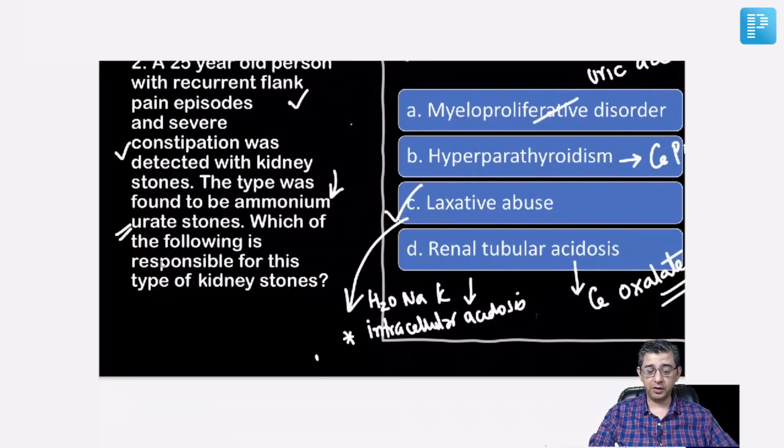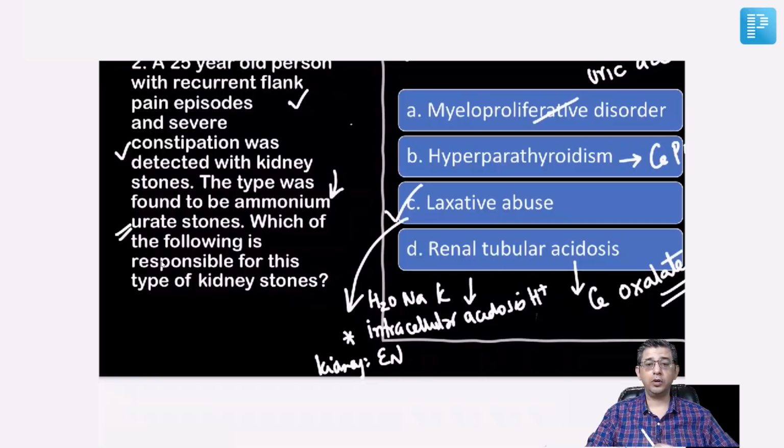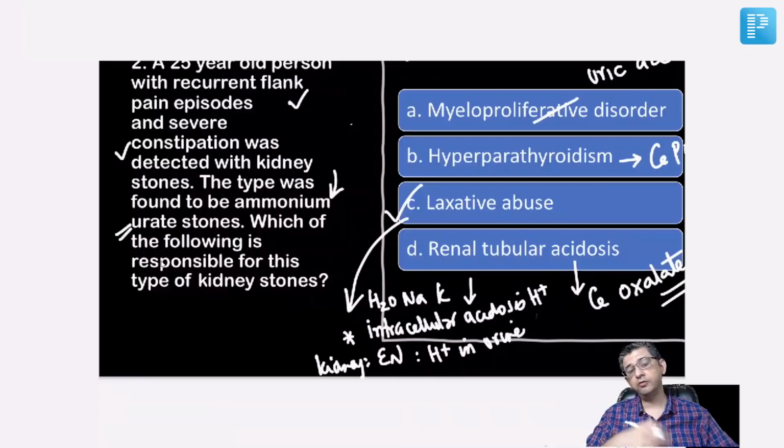You see, the basic function of the kidney is to maintain electroneutrality. I've used the short form EN, electroneutrality. So if protons in the body will be more, listen to my words very carefully, if the protons in the body will be more, these protons will be lost by the kidney. Therefore, you will be having increased concentration of hydrogen ions in the urine of this patient, and these hydrogen ions will result in the following thing.